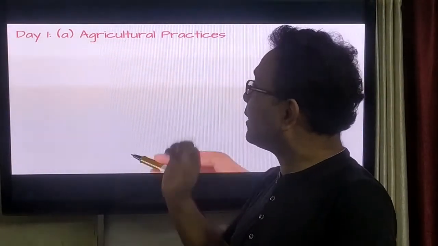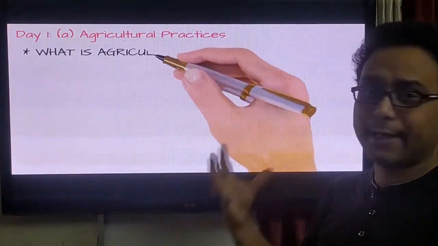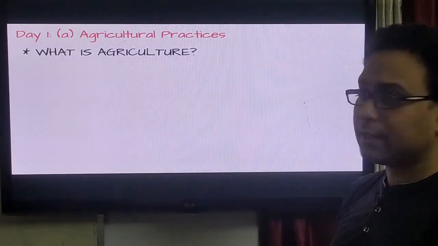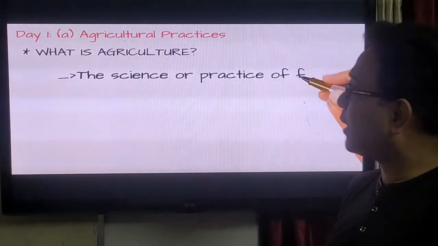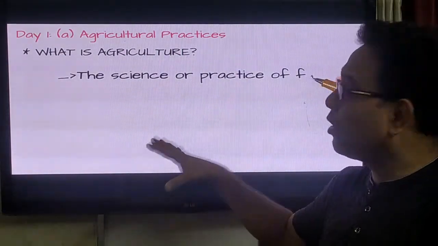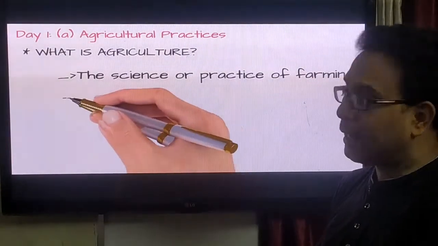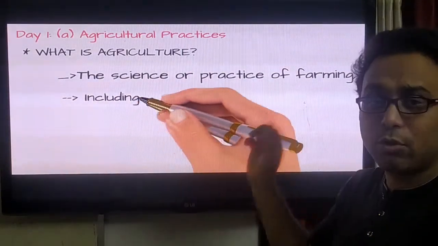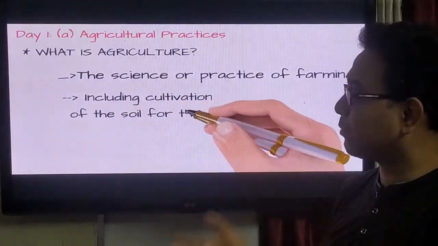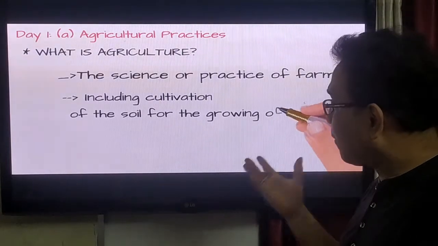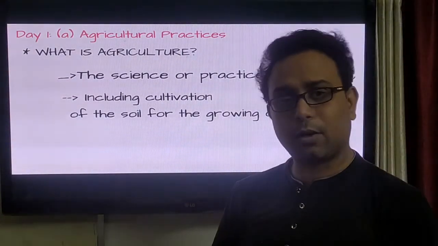So agricultural practice, number one: at first we discuss what is agriculture. Agriculture is an important technique of science. So it is the science or practice of farming, number one. Another one, it includes different aspects like the cultivation of the soil for the growing of different types of crops, because crops are the most important part of agriculture.